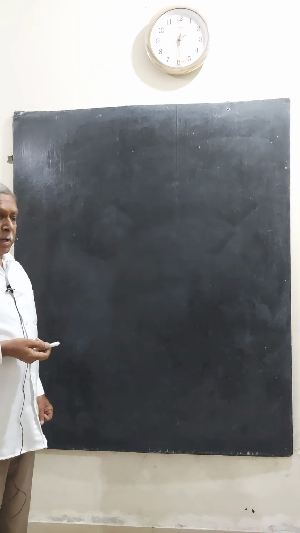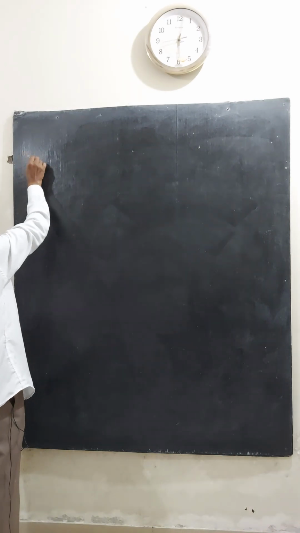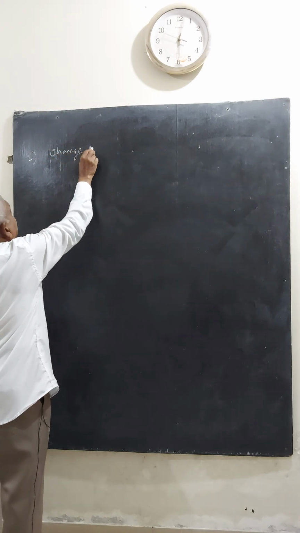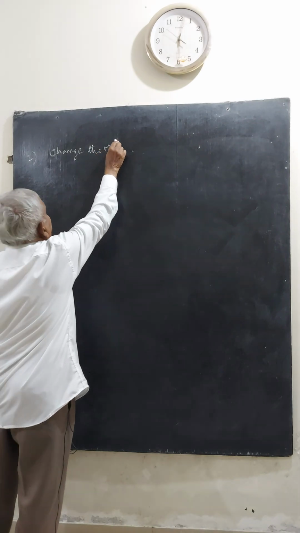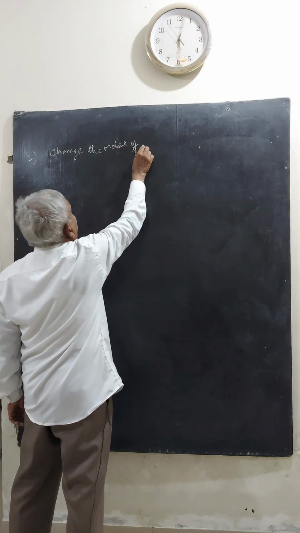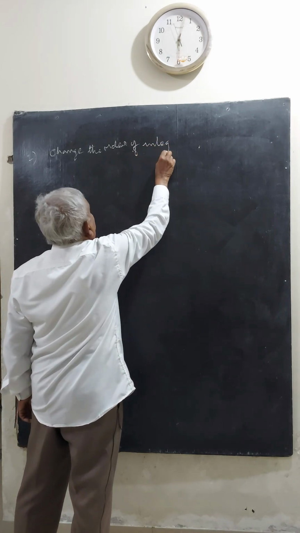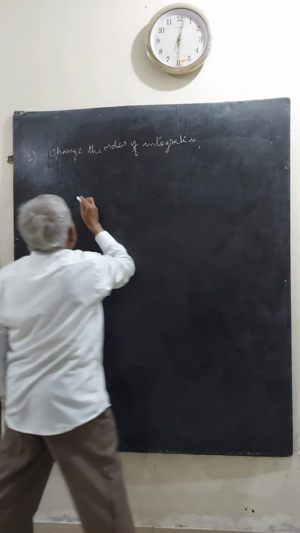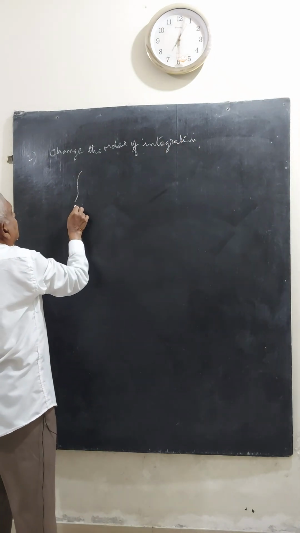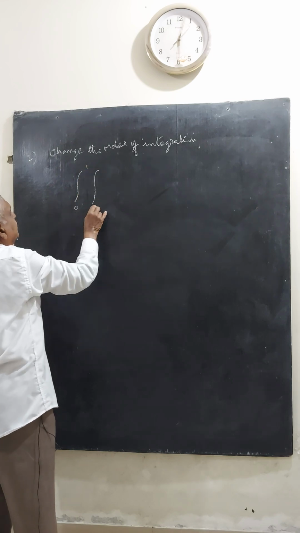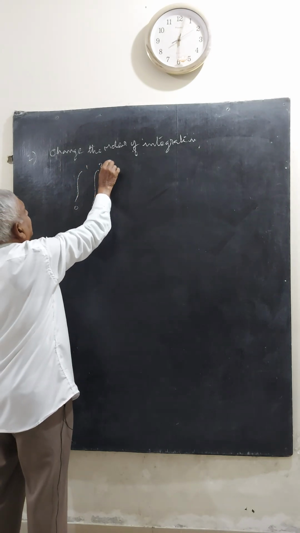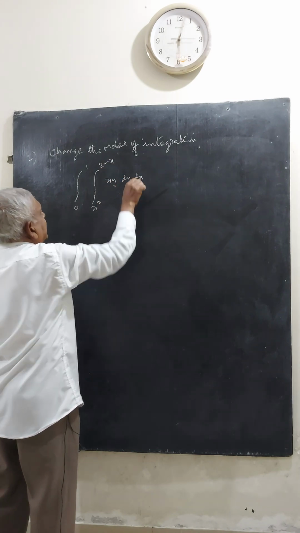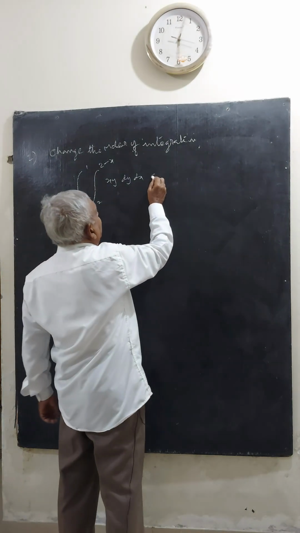In sum number 2, change the order of integration: integral from 0 to 1, x squared to 2 minus x, xy dy dx, and evaluate it.